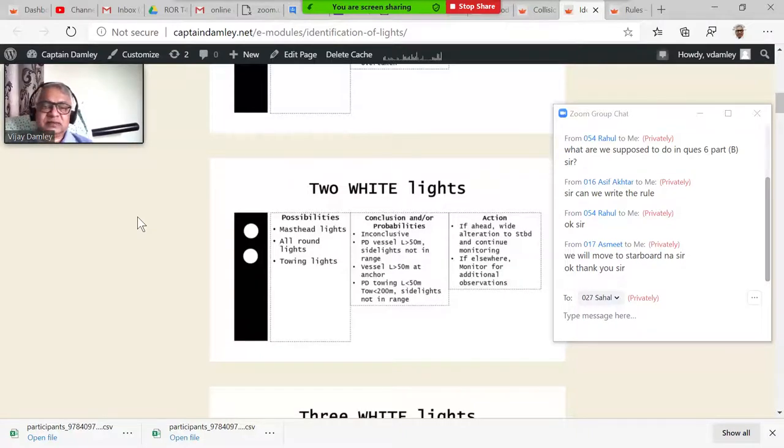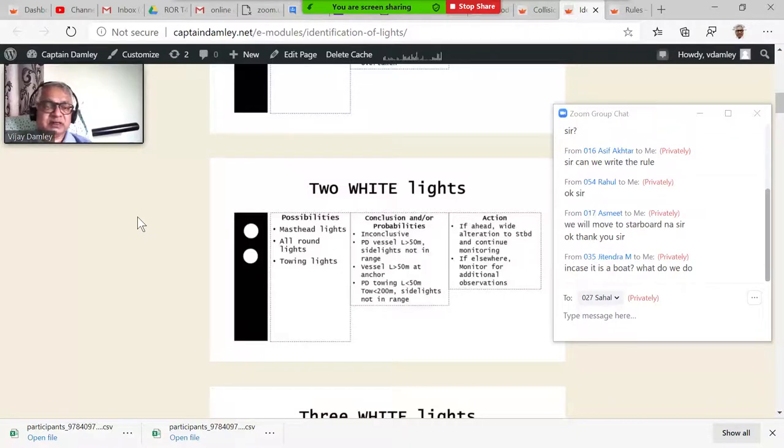Okay. Should we move to the next one now? Two white lights, if you see. Two white lights in a line, one on top of the other. The combinations need not be one on top of the other. It may be in two different places, up, down, like this is possible. We are taking two in a vertical line. Possible, they are masthead lights. Possible, but side lights are not yet visible.